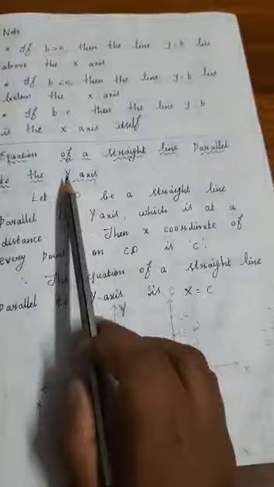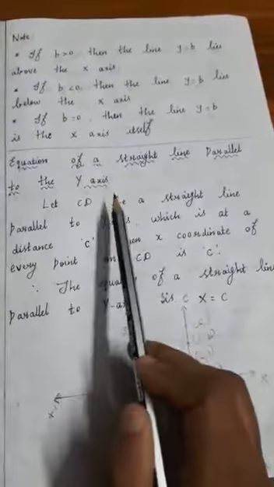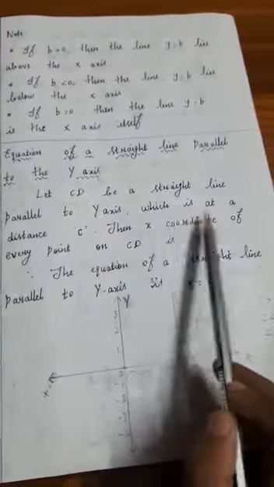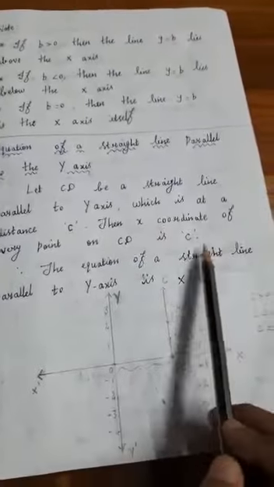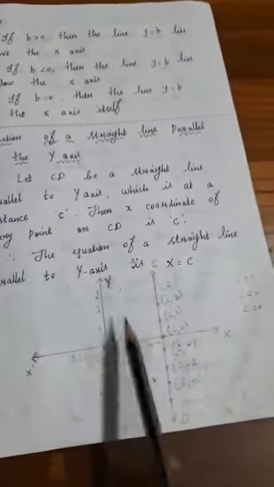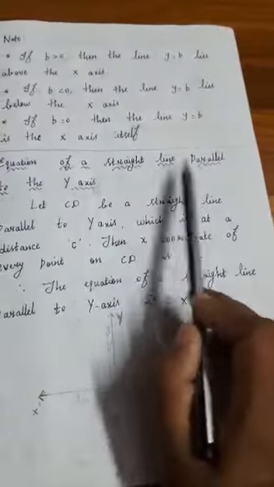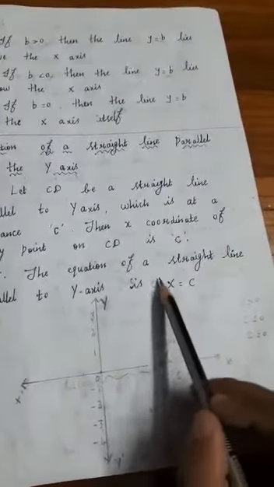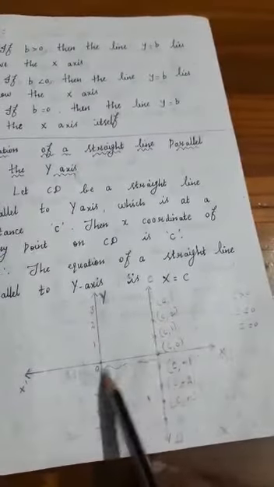Here, if a straight line is parallel to the y-axis, what is the equation? Let CD be a straight line parallel to the y-axis, which is at a distance c. The x coordinate of every point on CD is c. So first, draw the y-axis line, y dash, and the x-axis line, x dash. This is the y-axis line. Now draw another line. That line's name is CD.